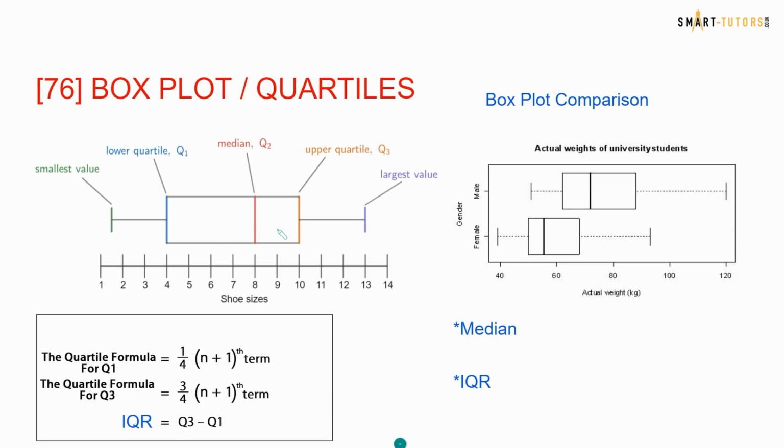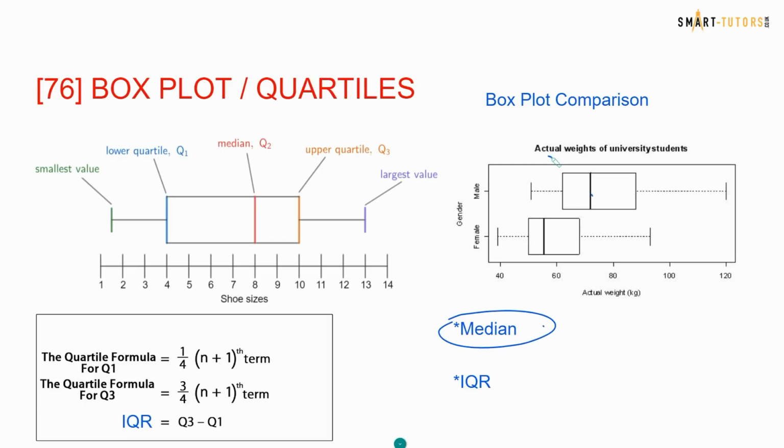But the important thing here is box plot comparison, you need to understand, this is the most popular question in the past papers. For an example, there's a gender here, male and female, the box plots are given. Actual weights of university students, right? If you see male, the median weight of the male is more than the median weight of the female. So compare these two. The first one is compare the median.